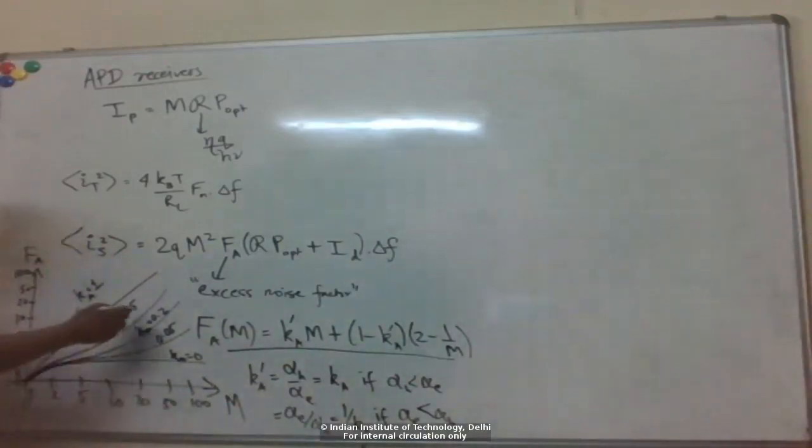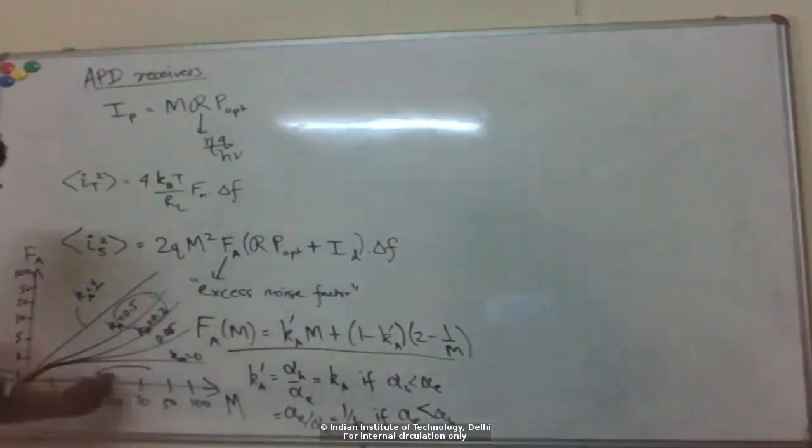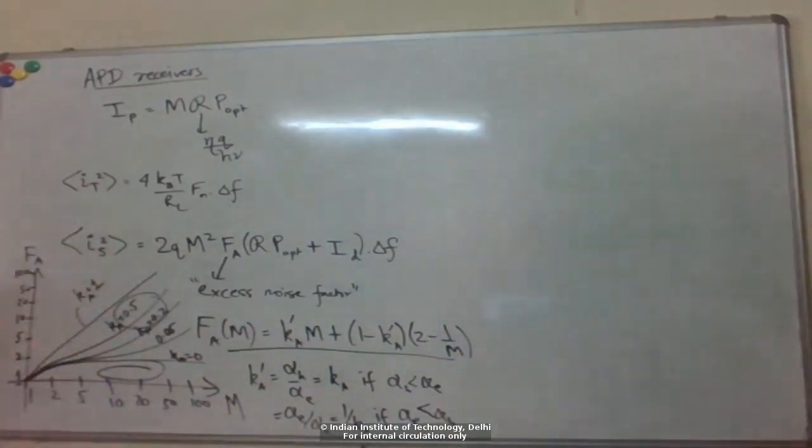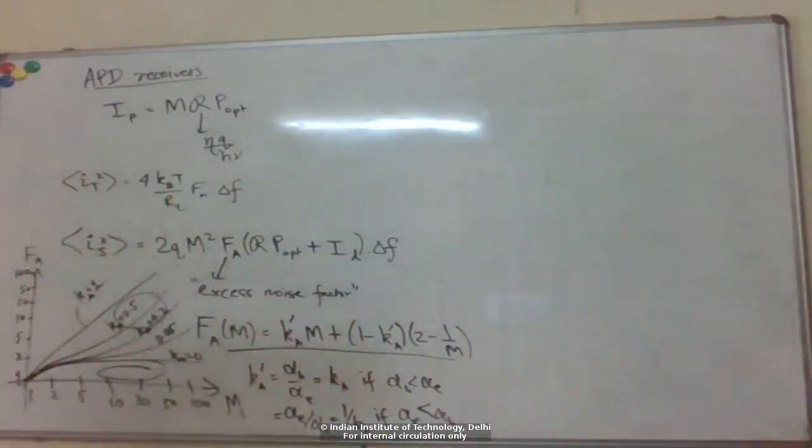But typically we are somewhere in this regime for the typical devices that we use. Okay, and the gain values are somewhere here that we use. So you can see that the excess noise factors are typically about, let's say, 5 to 10 in that range. Okay, so we enhance the noise by an order of magnitude higher than what we would just expect from the gain.